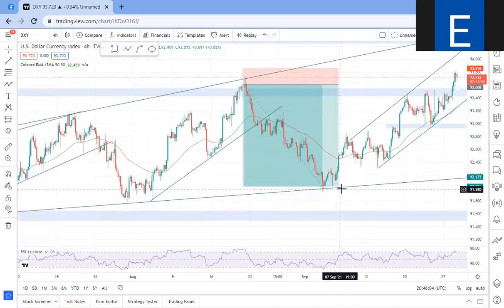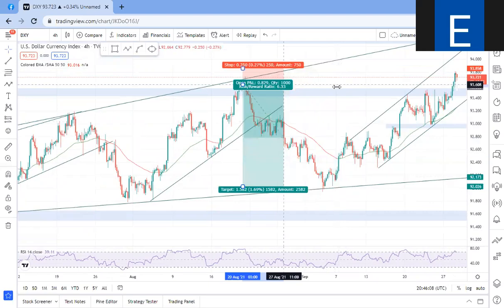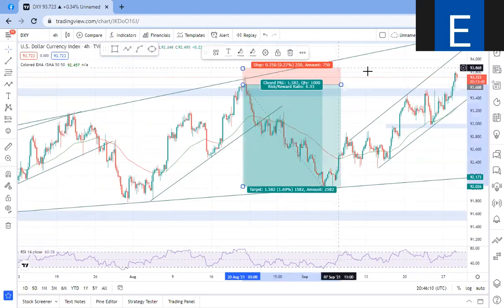So for people who got in on this, they would have taken their trades and put their targets here, and that is pretty easy. This market is actually easy. It's actually easy to predict. It's just the psychology part of things that is difficult.